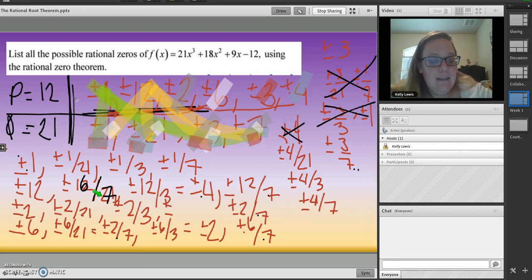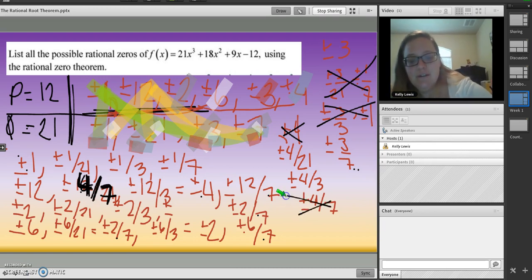Okay, so I realized here, I did 12 divided by 3, which is 4. And then 21 divided by 3 is 7. So that's really 4 sevenths. 4 sevenths occurs over here. Okay, let's see if 3 sevenths is anywhere. I don't see it.